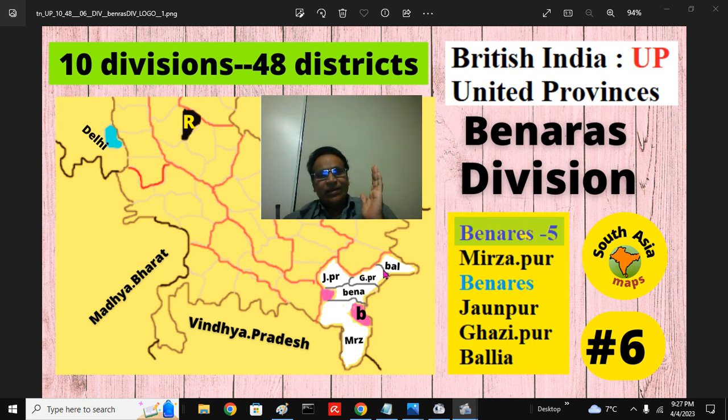Benaras division in the Purvanchal Purbiya land in the Bhojpur territory has 5 districts. That is, of course, the Benaras, the princely state of Benaras. We are not shown here the red color. The Benaras district, south is Mirzapur district, north is Jaunpur, Ghazipur and Ballia. This is Vindhya Pradesh. This is Madhya Bharat, Gird region, Gwalior region. This is the Delhi Haryanvi speaking territory.